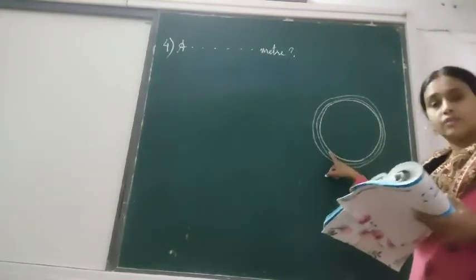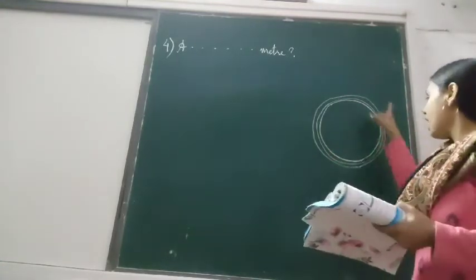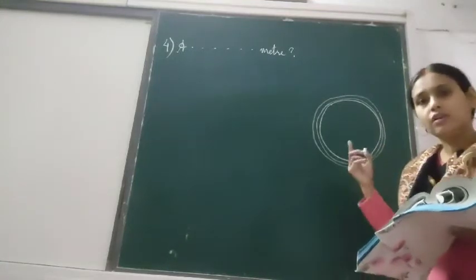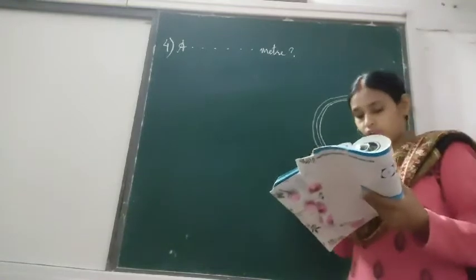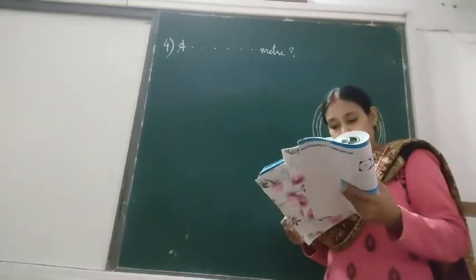One round is one circumference, so two rounds is the circumference multiplied by 2. Acha, this is not over. Something more he is asking.